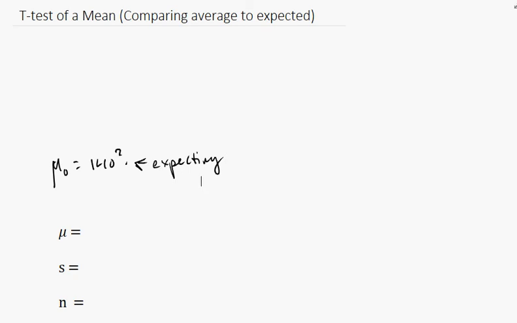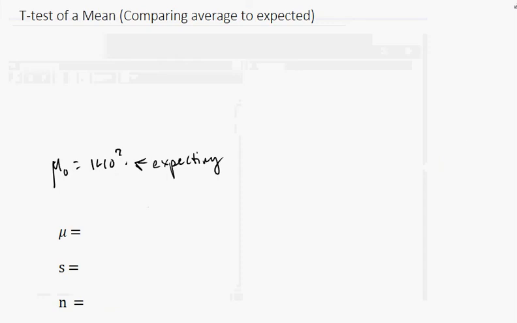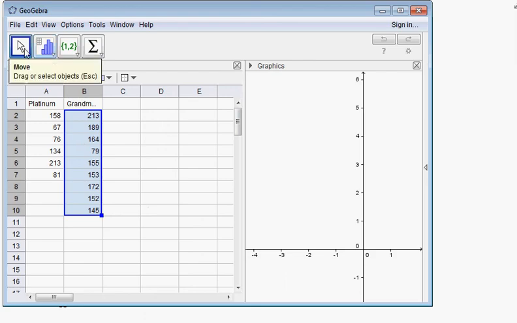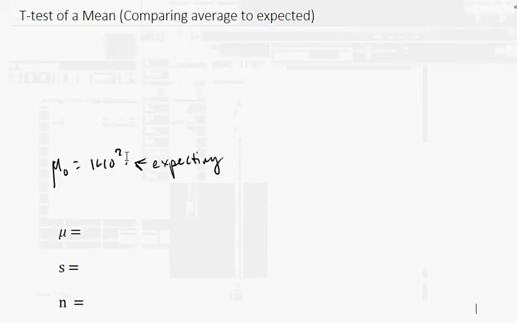But we just had some data here in GeoGebra of Grandmaster players. So I'm going to test, based on my sample of these Grandmaster players, is this a significantly higher average, or is this nothing significant? And so the difference here is I can actually just look here at the average. The mean is 158. And I could say, well, that's higher than 140, but because of random chance, because of different things, is that significant?